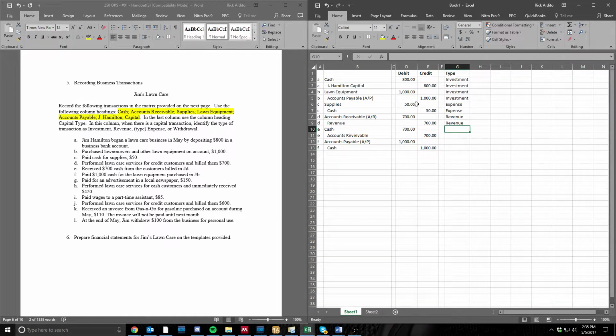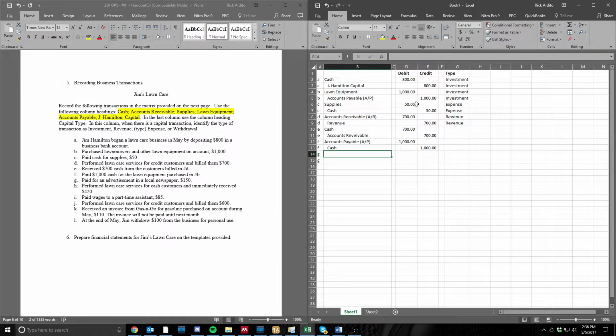Okay, so this entry here, it's not an expense, it's not a withdrawal, it's not a revenue or an investment. We recorded the revenue here when we earned it. Here we're just collecting on it. This one, same sort of thing. We already made the investment when we made the purchase of the lawn equipment. Now we're just actually paying the cash for it. So we're not really going to classify that entry either.